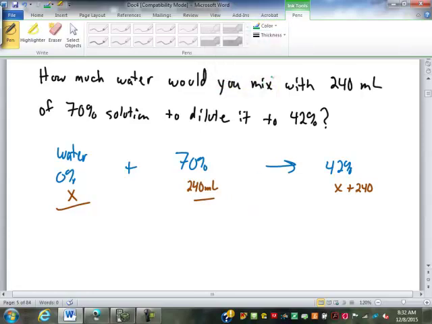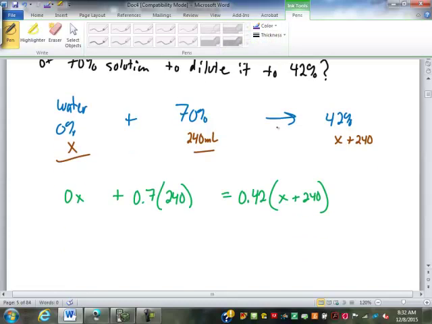So now that we have that, we can set this up. This is 0 times x, which is going to be nothing, plus 70% is 0.7 times 240, its volume, equals, over here, 42% is 0.42 times its volume, x plus 240.